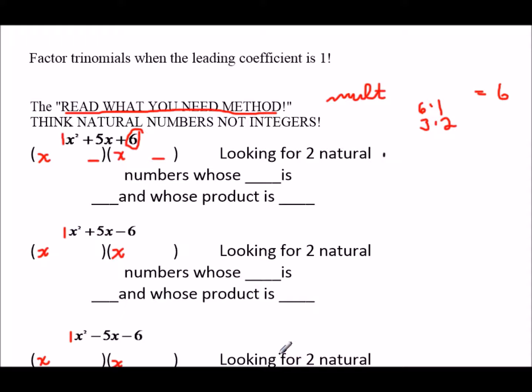We are looking for two natural numbers whose, and Mr. Cosgrove said, pay attention to this number right here. If it's a plus, you're looking for numbers whose sum is the number in the middle here, 5, and whose product is 6. Let me erase that again and see whether we can make that clearer.